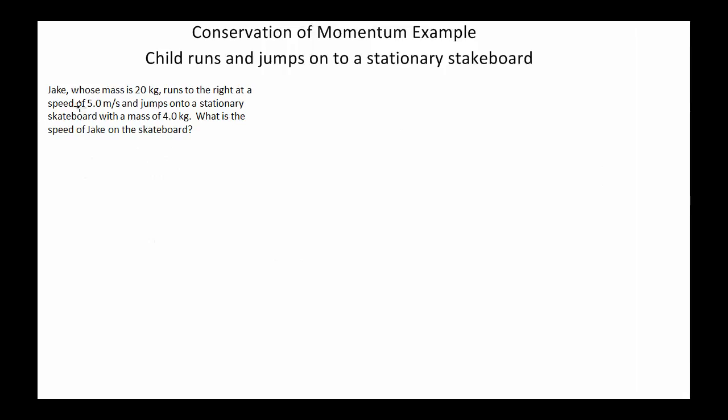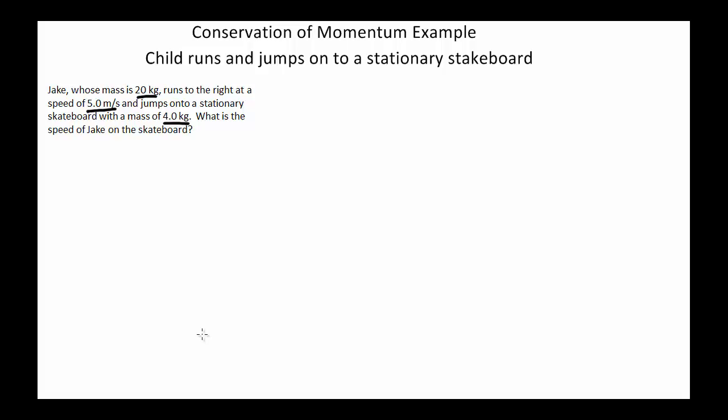So here's the specific problem we want to solve today. Jake, whose mass is 20 kilograms, runs to the right at a speed of 5 meters per second and jumps onto a stationary skateboard with a mass of 4 kilograms. And we want to determine the speed of Jake on the skateboard after he's on it.